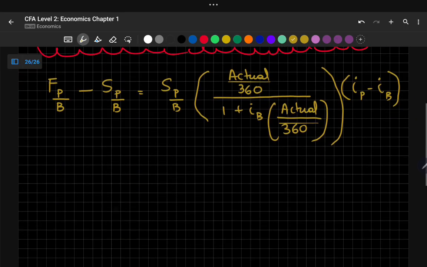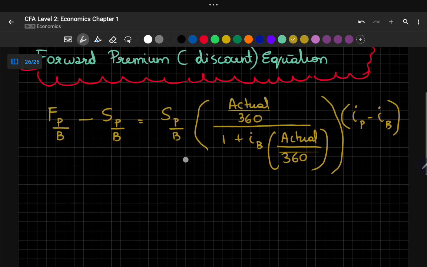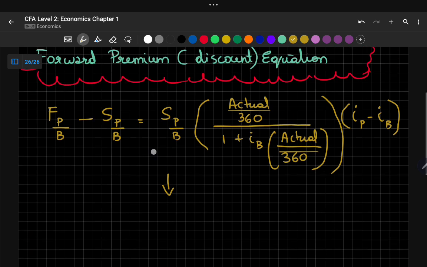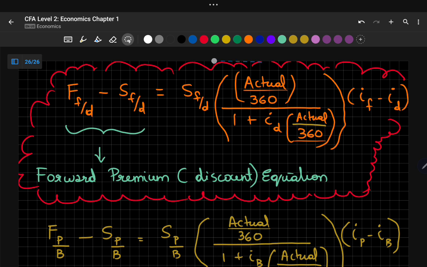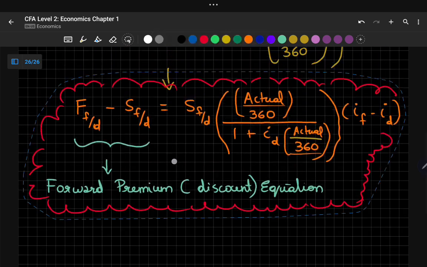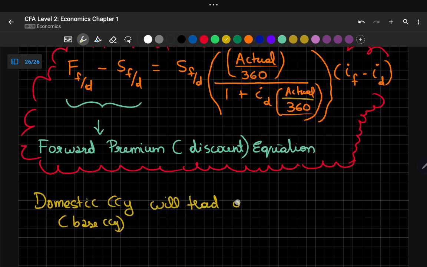Now the next concept is based on the equation. So based on the above equation, since we are discussing everything in terms of domestic currency and foreign currency, I'll bring down this equation. The important thing to note is that domestic currency, that is the base currency, will trade at forward premium.